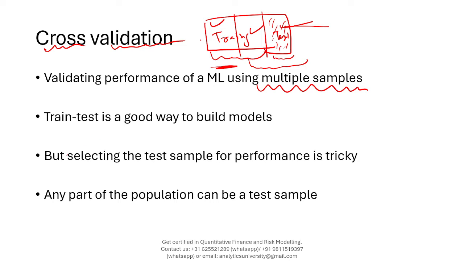This is just to get rid of the selection bias, because if you select the test data set, there may be selection bias, right? How do you know actually which part of the data set will be the test data set? So there could be a selection bias happening. Cross validation removes that bias actually.